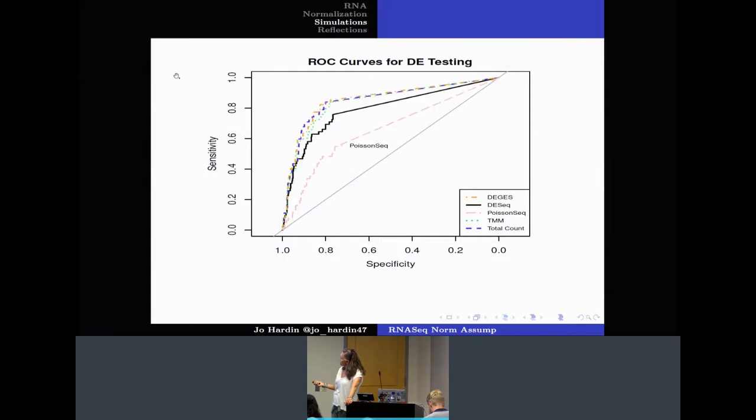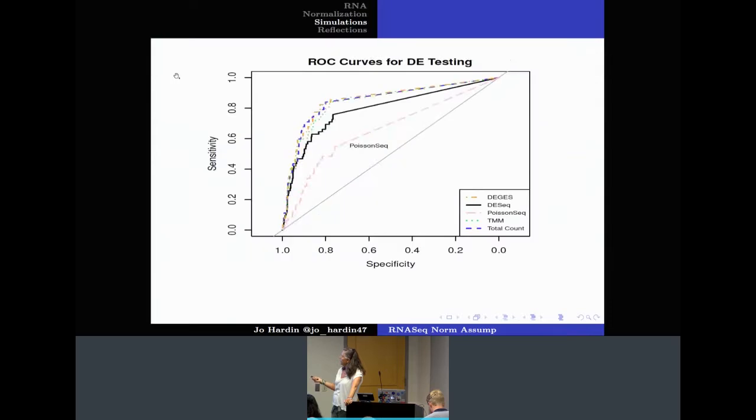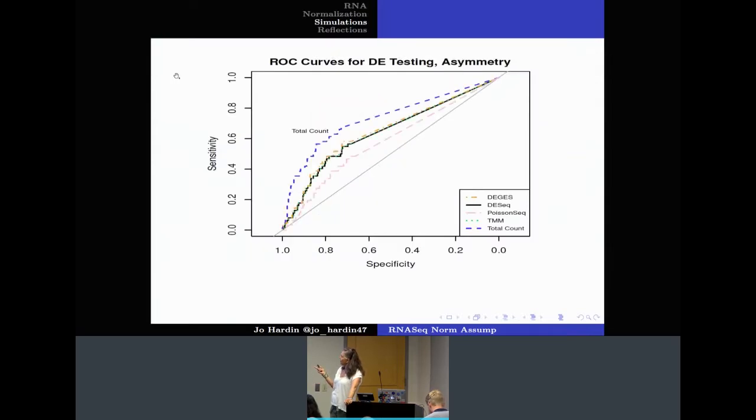So we also, I don't know if I wrote this on here. Yeah, I don't have a slide for it, but we also then, and I can't remember which way we removed it, but we took out like the majority of the upregulated genes or something like that, right? So that there would be an asymmetry to what was going on. And now all of a sudden, when there's this asymmetry, the methods like DESeq, that's the black line, don't do as well as total count in finding the differential expression.